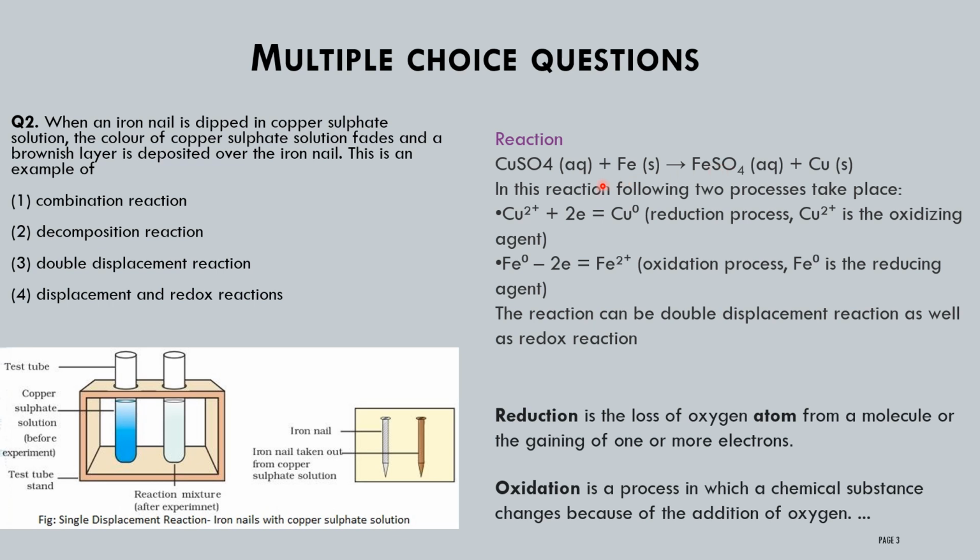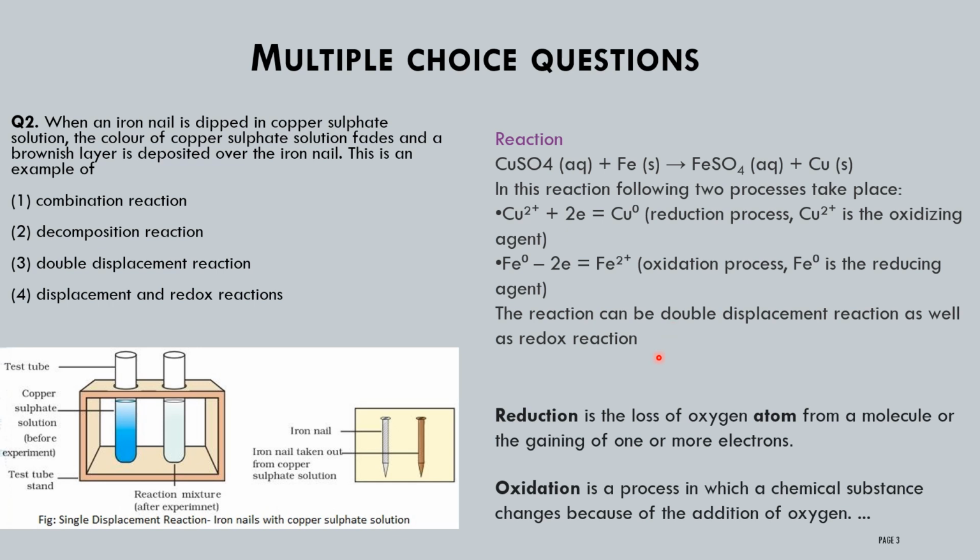And here one more thing you can observe. In a single reaction you can observe both oxidation and reduction. This type of reaction we call a redox reaction. What is meant by a redox reaction? If one single reaction involves both oxidation and reduction, that type of reaction we call a redox reaction. Therefore, this reaction is an example of both double displacement and redox reaction.